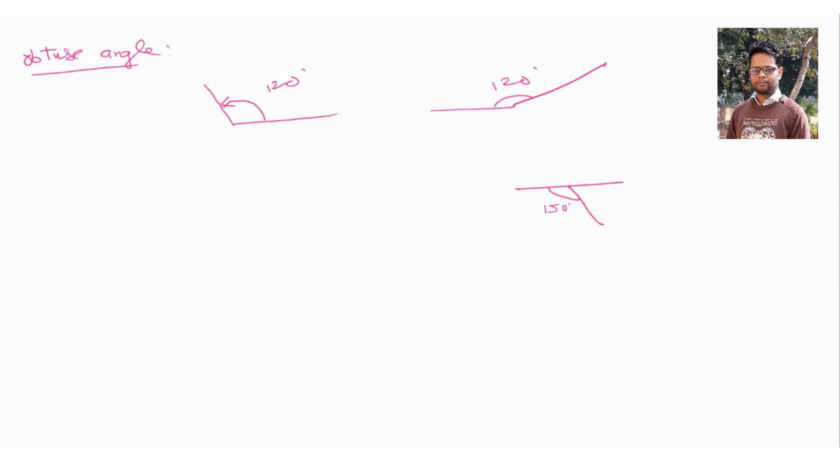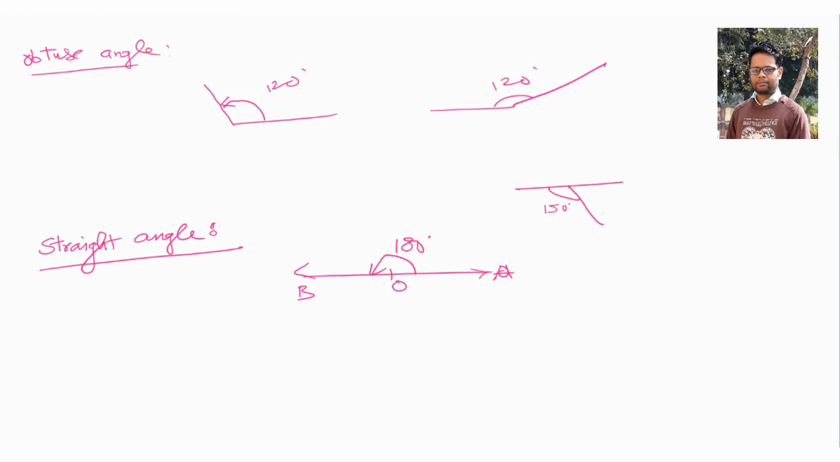Okay, now straight angle. S-T-R-A-I-G-H-T. Straight angle. Sorry, OA and OB. And this angle is 180 degrees. This angle is 180 degrees. An angle of 180 degrees is known as straight angle or straight line angle.